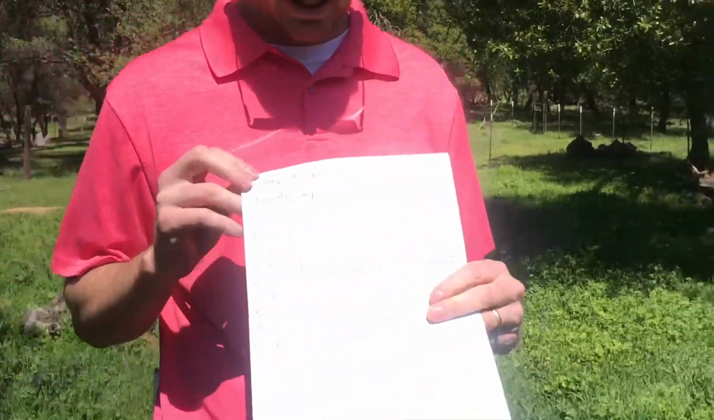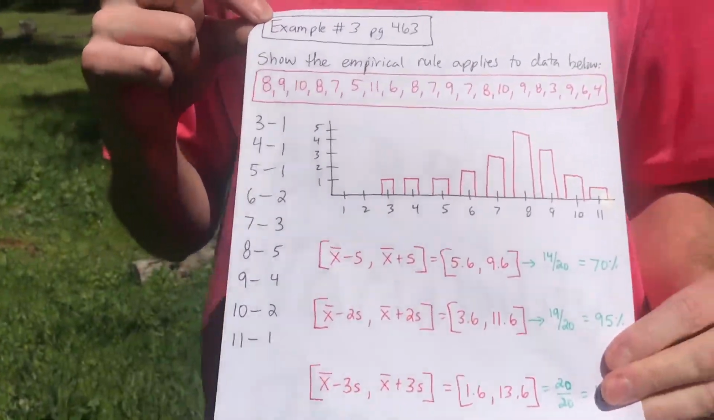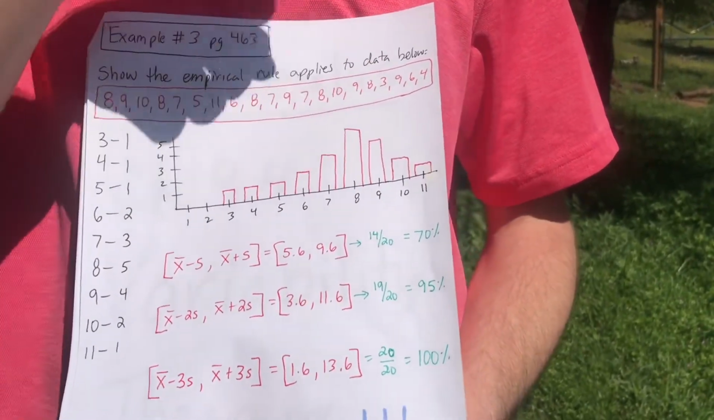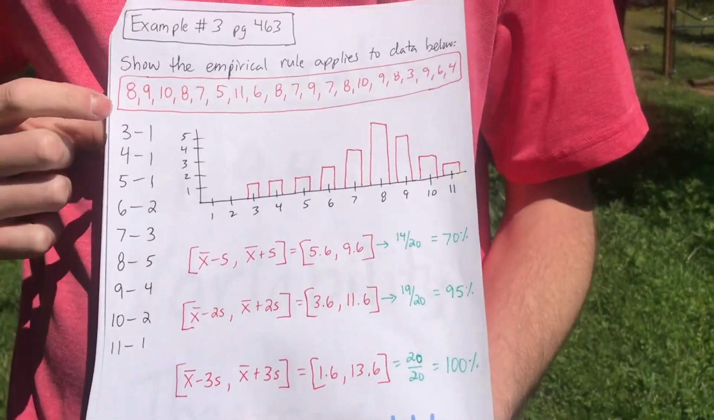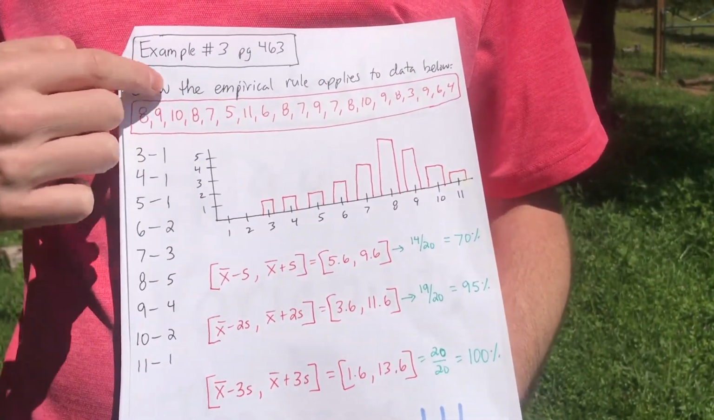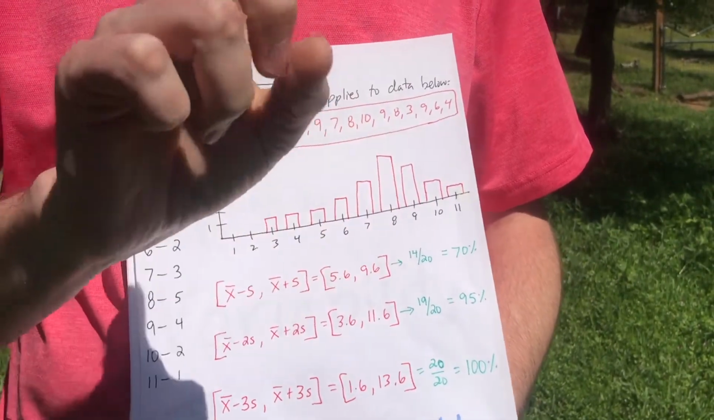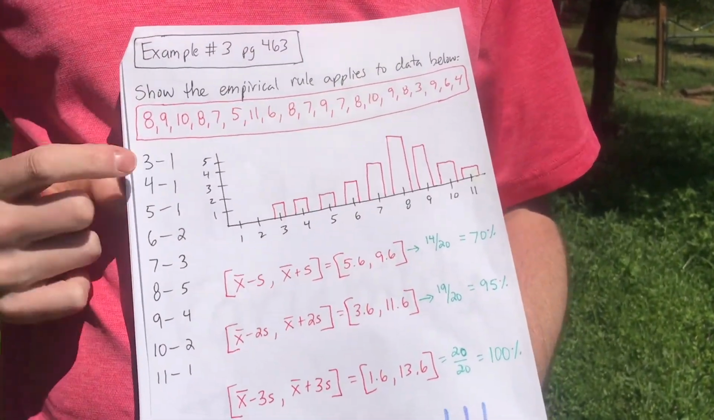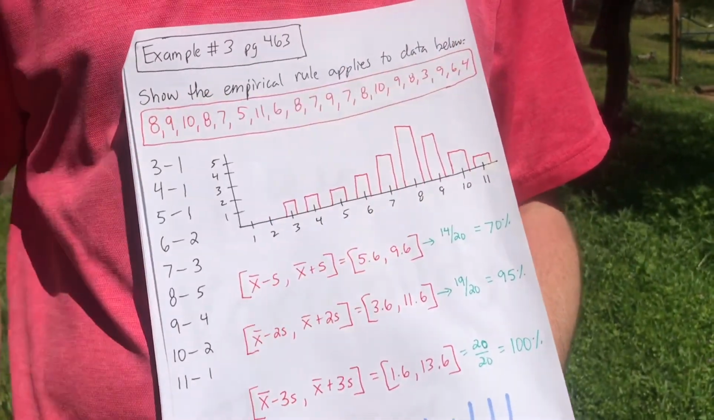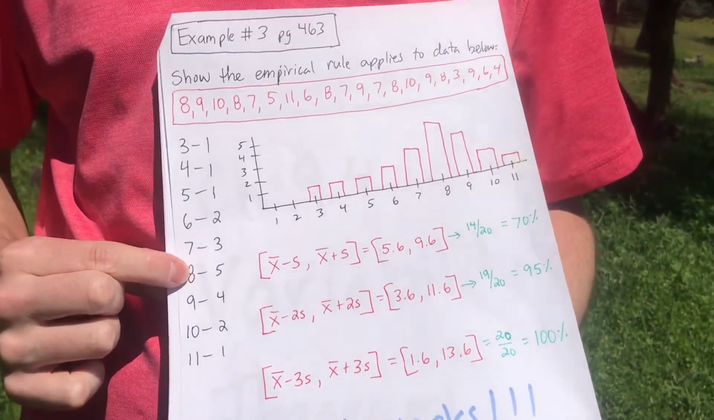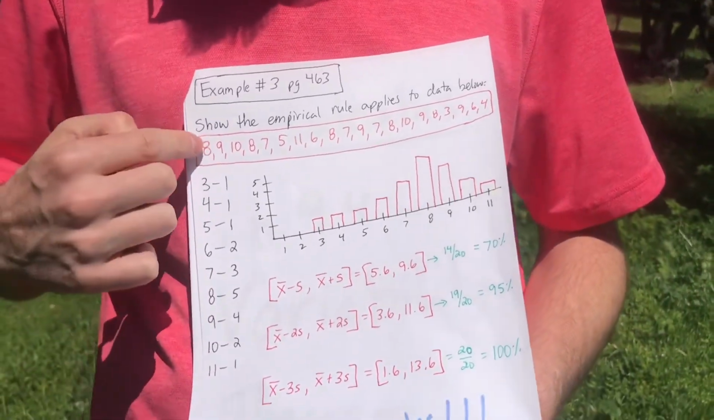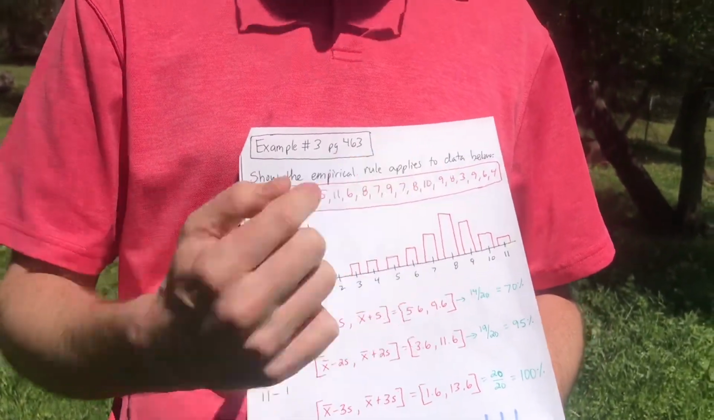So in example 3, our last example today, page 463, we're going to show that the empirical rule applies to this data set, so that bell curve, right? So if we have our data here, and I list them out in order, how many 3s did we have? Well, there it is right there. We had 1 3. How many 4s did we have? I have 1 single 4, right over there. And over here we have 5 8s, right?